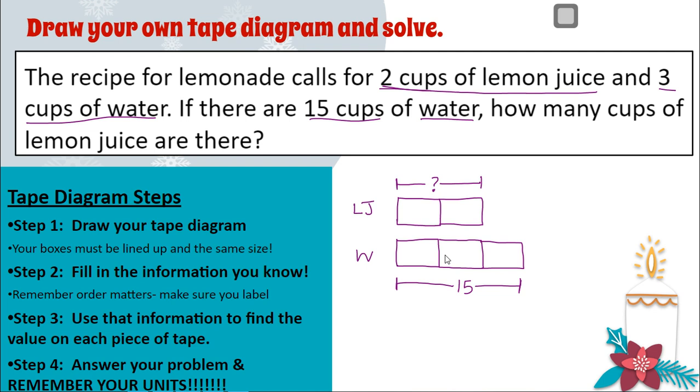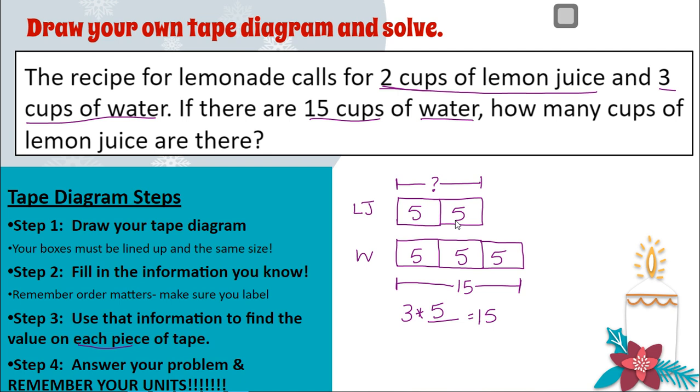Well, to find this out, it says, okay, step three, use the information to find the value in each piece of tape. So before we can find how much lemon juice there is total, we need to know how much water goes in each piece of tape, in each box. And then that would correspond up here since the boxes are the same size. So down here we have three boxes. That equals 15. So 3 times what in each box will equal a total of 15 cups of water. Well, if we divide this up, there should be 5 cups of water in each box because 3 times 5 equals 15. Now, because these boxes are the same size up here, these are also equal to 5.